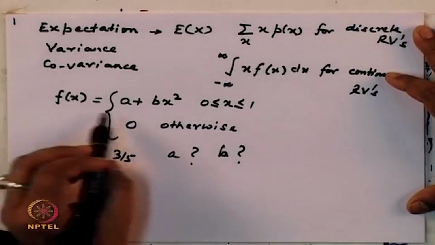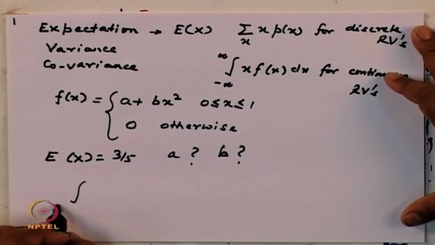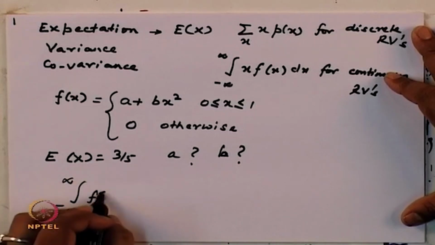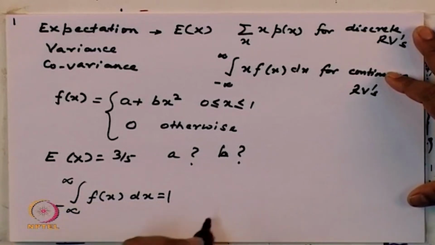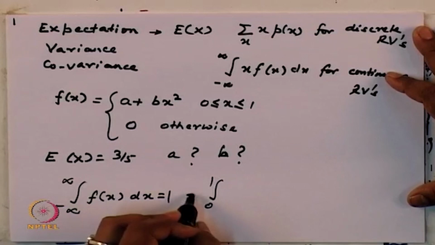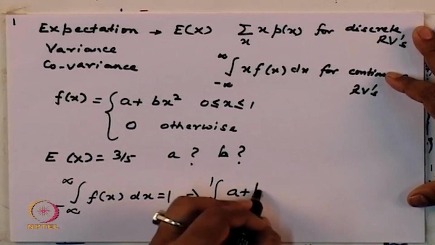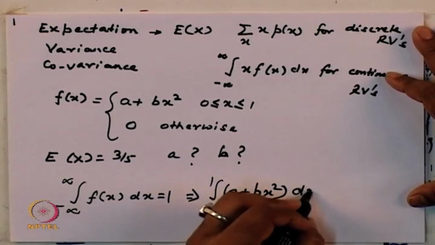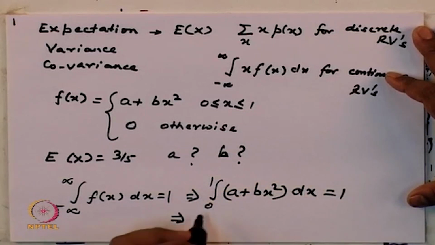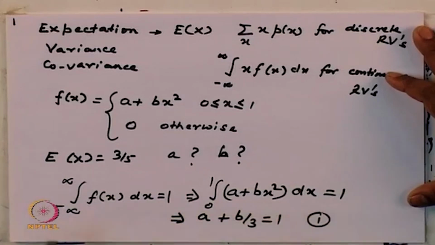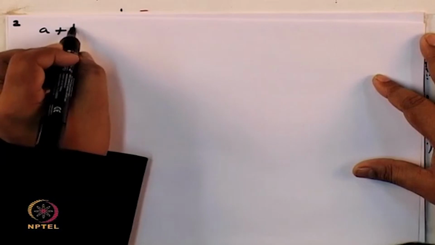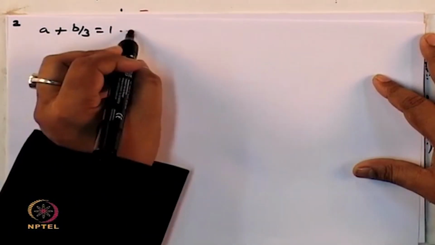Of course, since f x is a probability density function, we know that the integral from minus infinity to infinity of f x dx is equal to 1. This gives us one equation. So, if we go through it, this implies, okay, this is equation 1. So, I can write a plus b by 3 equal to 1.